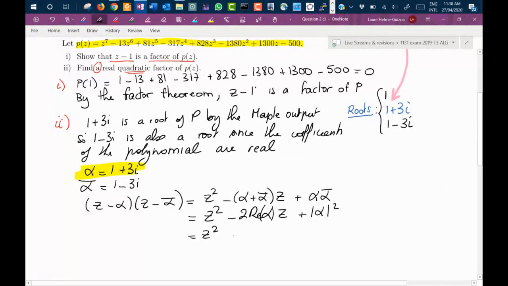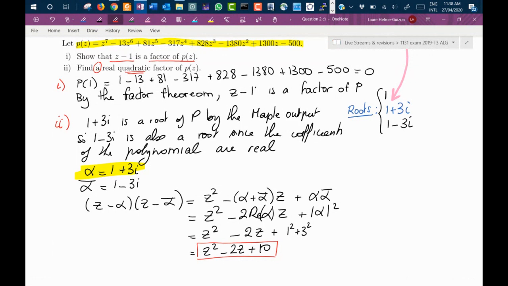Z squared minus 2z plus 10. Oh, we have different answers. So I agree, the real part is the 1, so minus 2 times 1 minus 2z. And if I want to calculate the square of the modulus, remember what I do, square the real part and square the imaginary part. I think I totally agree with the 10. So z squared minus 2z plus 10. And so we got one real quadratic factor, but that's what the question was about.